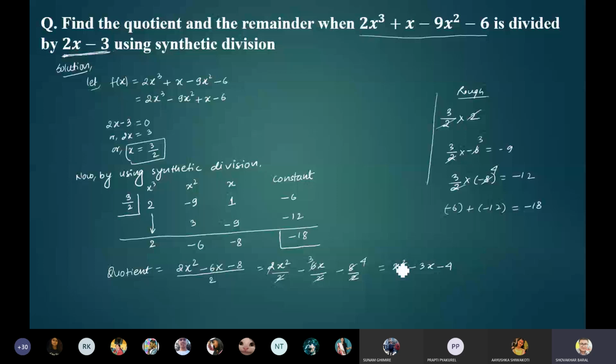I want to remind you again that you must divide the quotient that you get from the synthetic division by this 2, as you did in the earlier process. If there is any number in the denominator, then you need to divide by it. So x square minus 3x minus 4 is our quotient, and our remainder will be equal to minus 18.